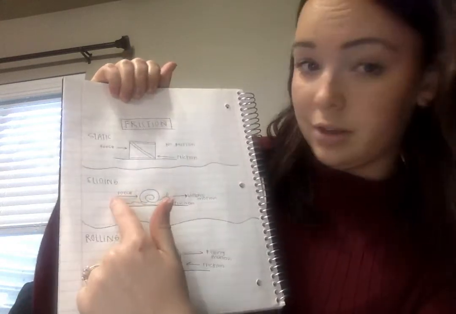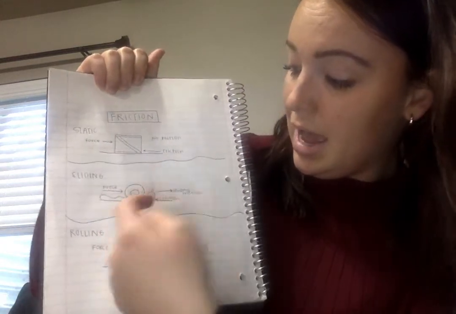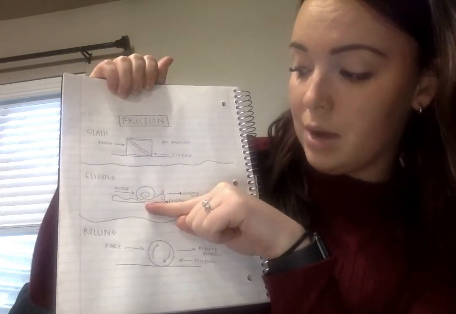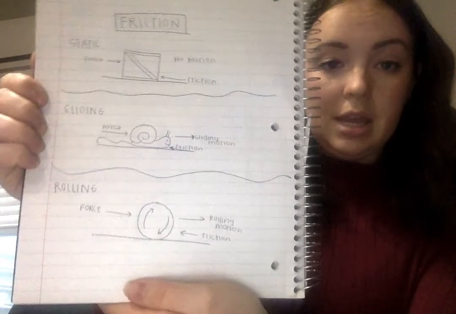Sliding friction, you've got the force pushing this way and sliding motion going that way. So even with the friction going that way, it can still move. And then rolling friction, you've got the force pushing this way and the rolling motion going that way and the friction pushing against it. So again, it rolls.